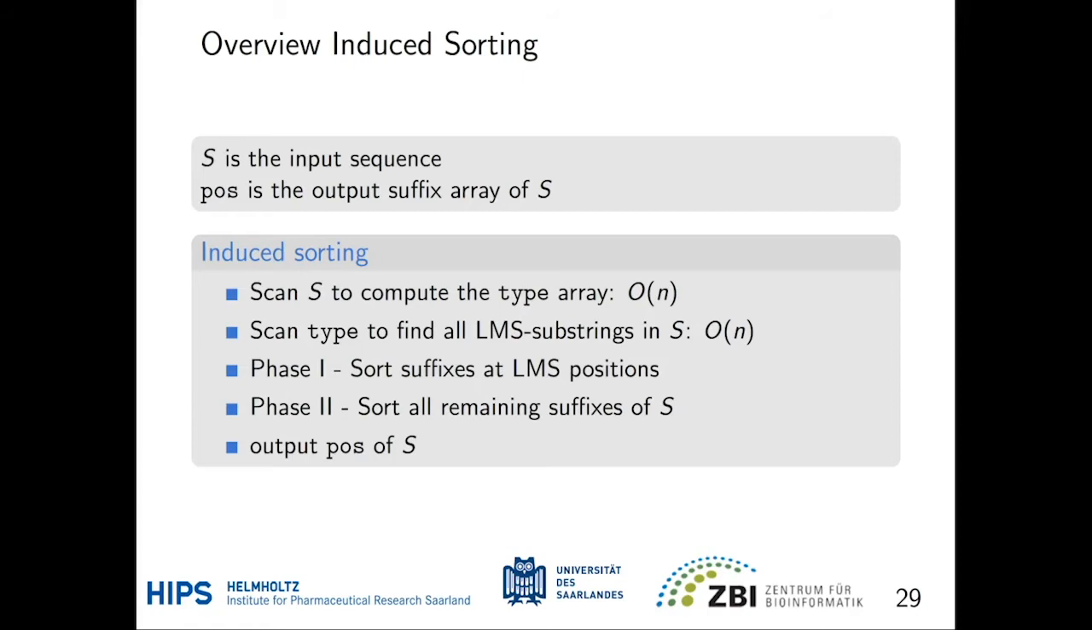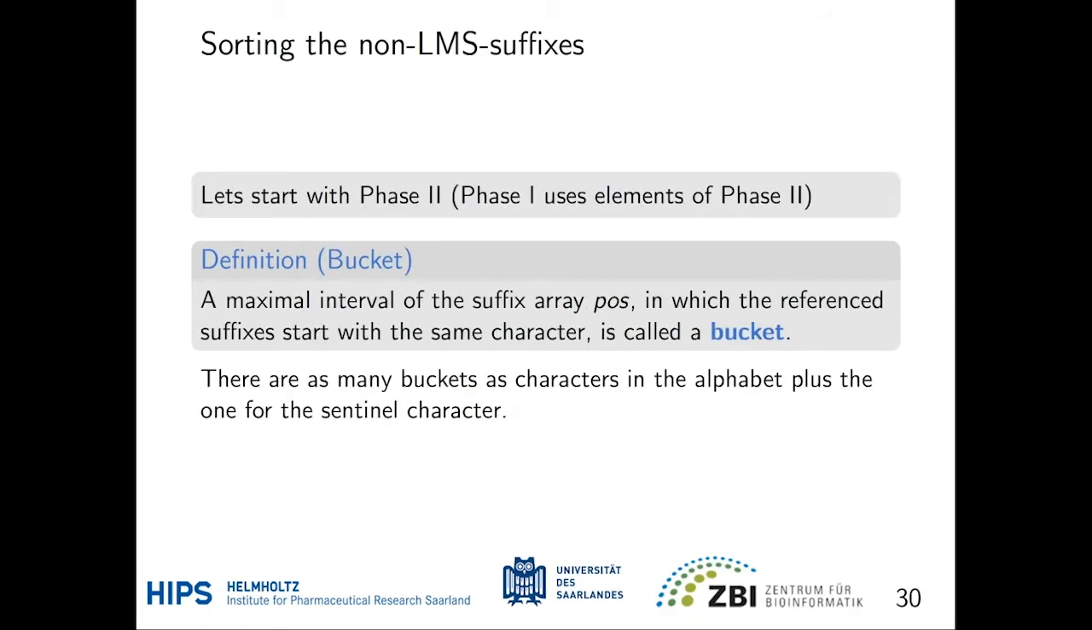And then the actual algorithm has two phases. First, we sort suffixes corresponding to all LMS positions. In the second phase, we sort all remaining suffixes of S. And then we just output the suffix array. The first phase is more difficult to understand than the second, so we will start with considering phase 2. We also start with phase 2 because phase 1 uses elements of phase 2.